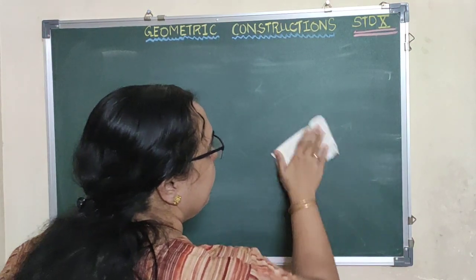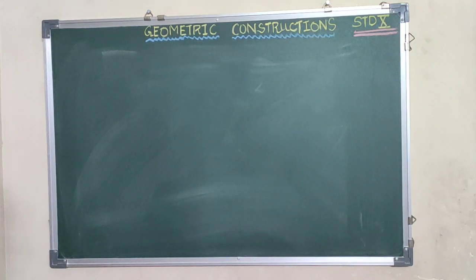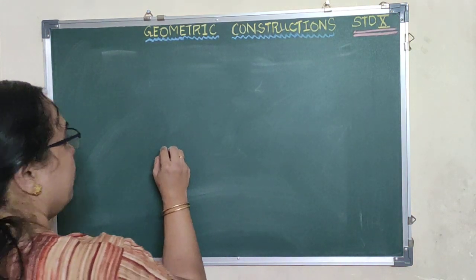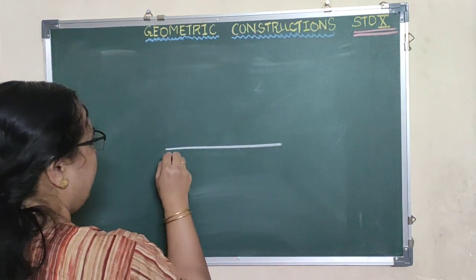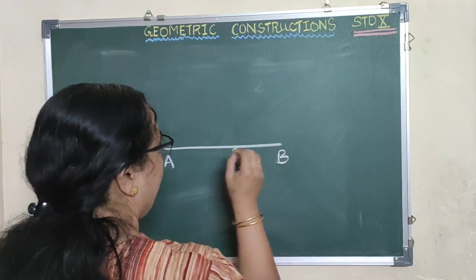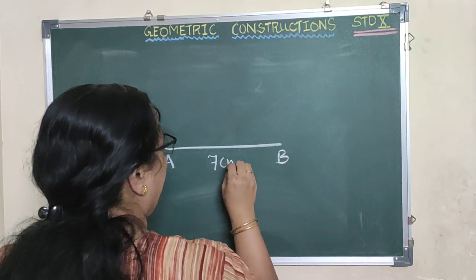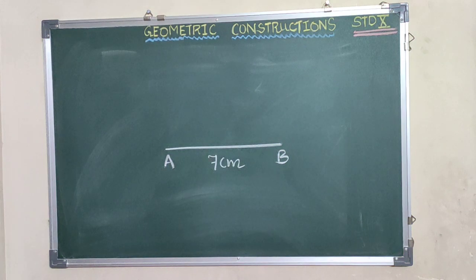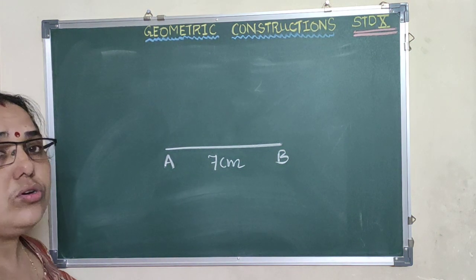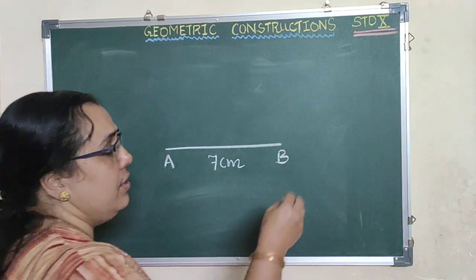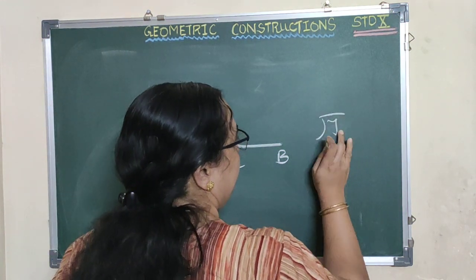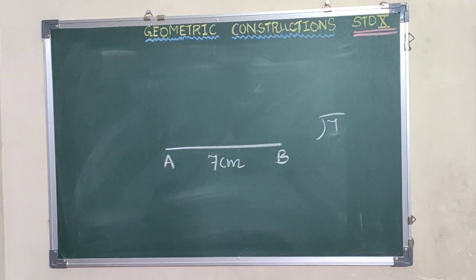How to divide a given segment into equal parts. See children, this you had studied in very lower class, very basic construction. Suppose I have a segment AB of 7 centimeter and I am told to make it into 5 parts. So what we do is, we just don't sit back to divide 7 by 5 and then find it. Okay, there's a method for it.